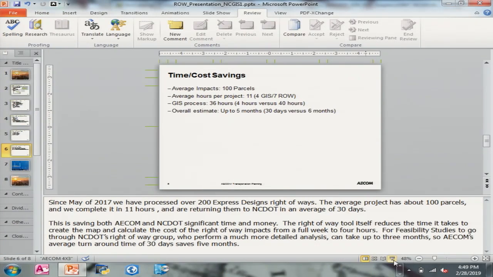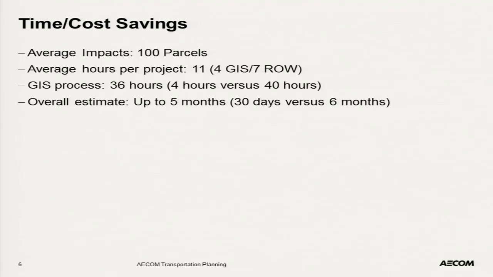So what we found is that since May of 2017 when we began this project, we've run over 200 projects through the right-of-way tool. They're averaging about 100 parcel impacts per project, which is skewed a lot by a few projects that have several hundred parcels. I didn't check on the mean, but I know that most of the projects we work on have around 30 to 40 parcels that get impacted.